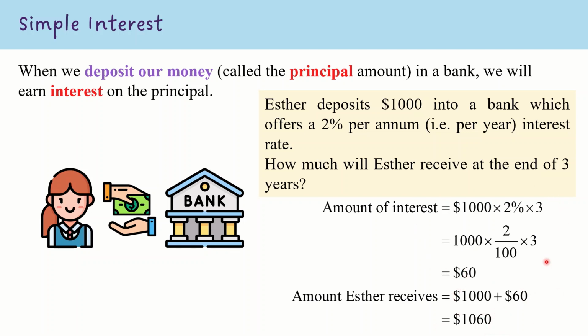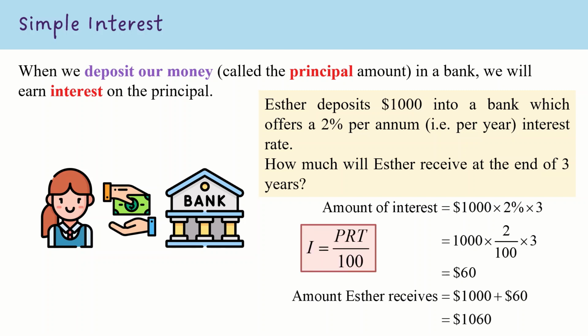Based on the way we calculate our amount of interest over here, we notice that we have $1,000, which is what we call the principal amount. 2% is actually the interest rate. And for 2%, we know that we can re-express it as 2 over 100. And then 3 is the number of years, or the duration the money has been placed inside the bank.